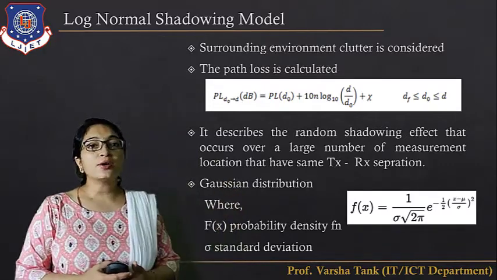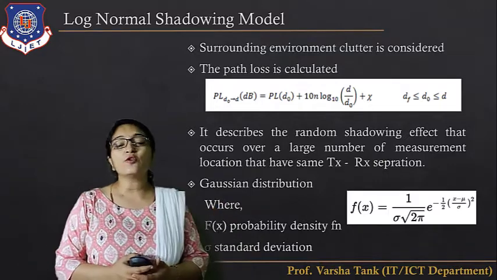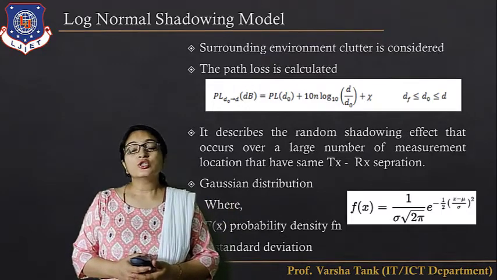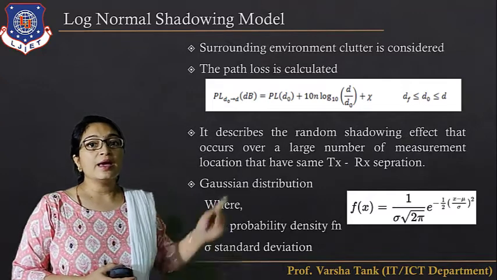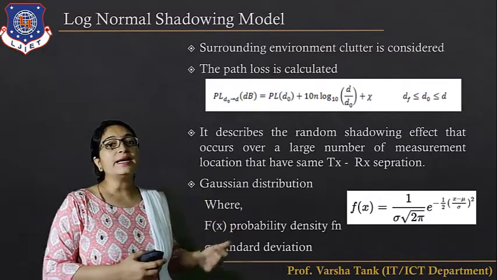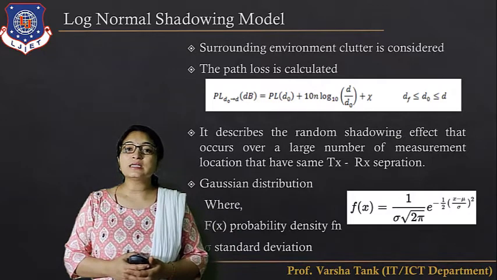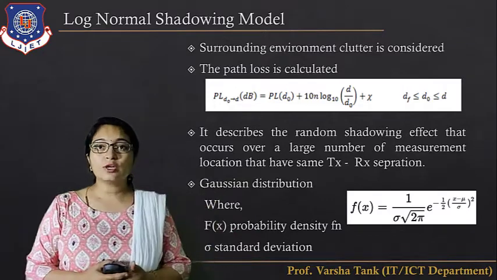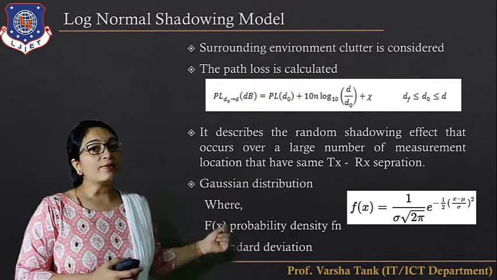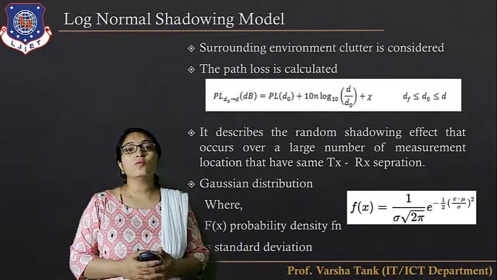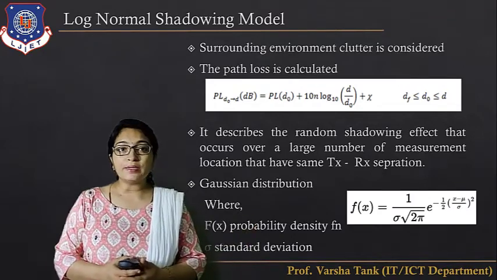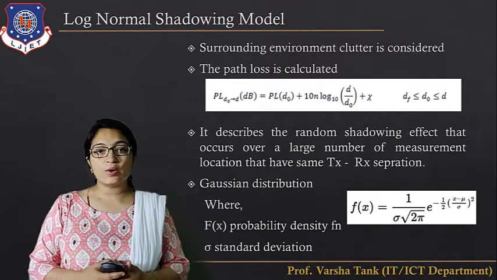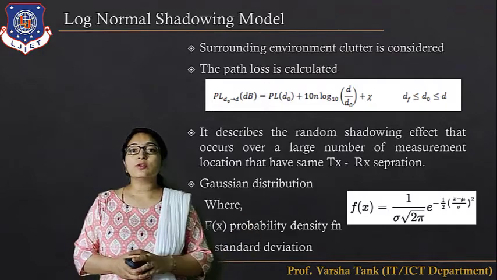It describes the random shadowing effect that occurs over a large number of measurement locations that have the same transmitter and receiver separation. For the Gaussian distribution, f(x) is the probability density function and sigma is the standard deviation. If we are considering the standard deviation, then this formula is suitable for the log normal shadowing model, where f(x) is equal to 1 upon sigma root 2 pi into e to the power minus 1 upon 2 times (x minus mu) upon sigma, whole square. This is the formula for the Gaussian distribution.